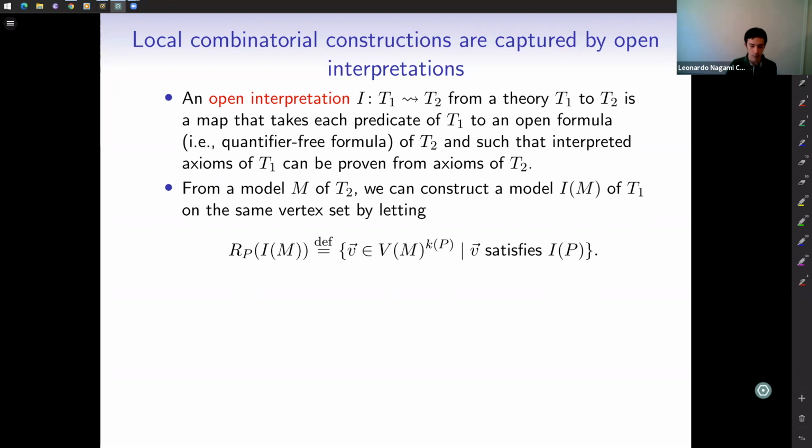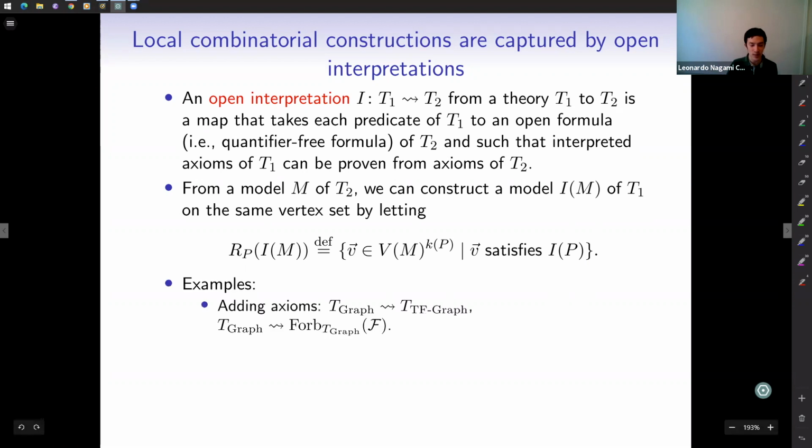Now, let me give you some examples because this can look quite abstract. And let me start with very trivial and simple examples. So for example, if I have a theory T1, we saw that we can add axioms and form a new theory T2, right? Every time I do that, there is a very simple open interpretation from T1 to T2 because I can just act identically. And then, of course, because I only added axioms, T2 can prove all the axioms of T1, because in particular, they are axioms of T2, right?